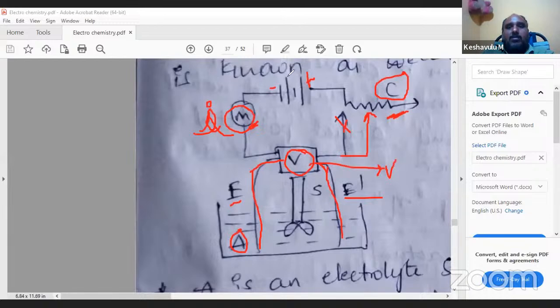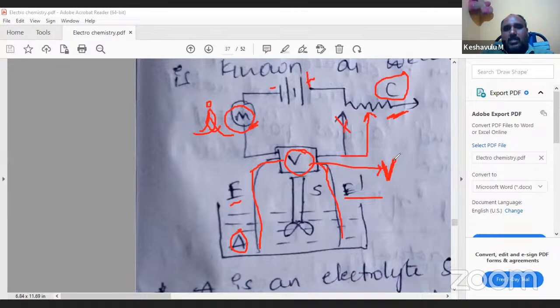Or else with the help of the external battery, we can apply the current to the system. This system means these two electrodes and the electrolyte solution. One of the electrodes may undergo oxidation, the other will undergo reduction. The redox reaction takes place. At that time the potential will be developed. That potential we may measure through the voltmeter.